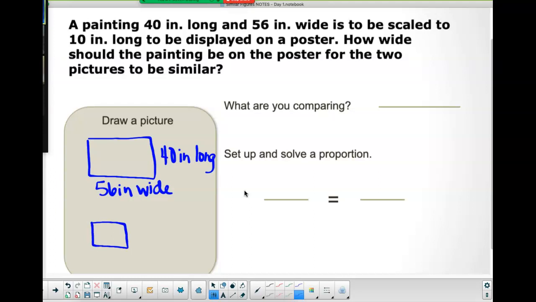And it's going to be 10 inches long. Where should the 10 go? Should it go on the side or the bottom? Savannah? On the side. On the side, because it's 10 inches long, and I put long on the side. So 10 inches long. We're trying to figure out the width. Okay, and again, I'm going to label these A and B. So we're comparing A to B.